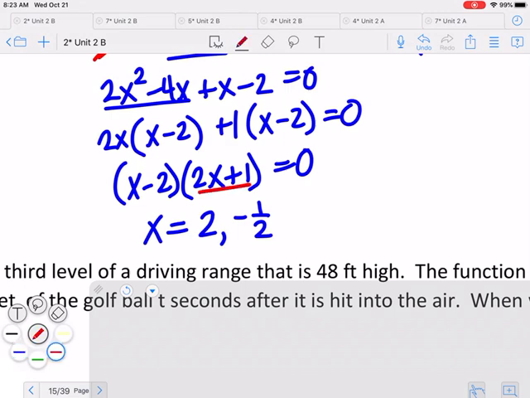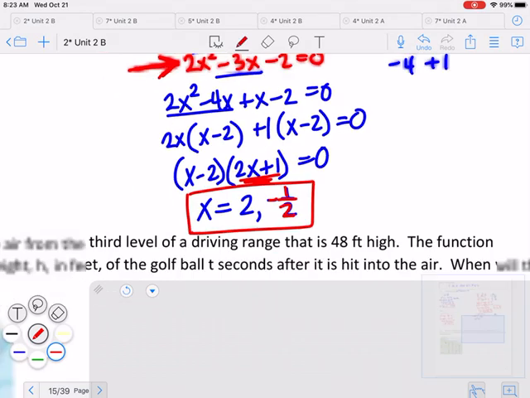So I just visualize solving this. Minus the 1 over and then divide by 2. -1/2.